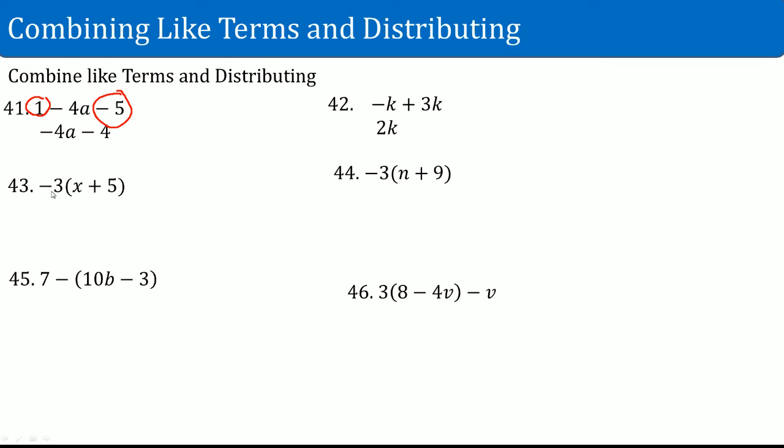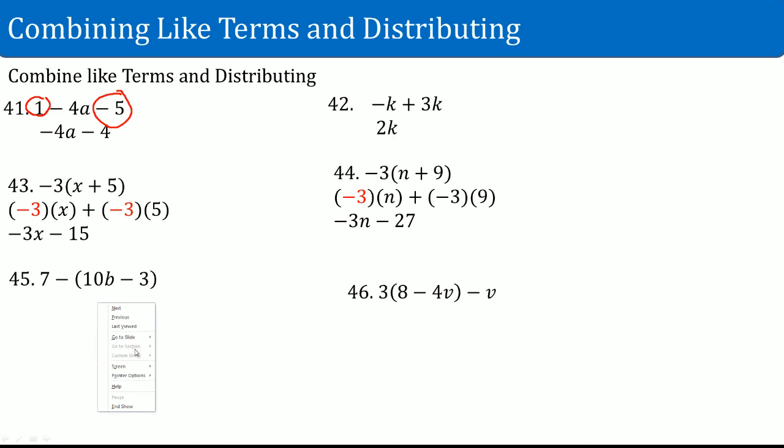Next one, -3 parentheses x plus 5. It is the -3 times x as well as the -3 times 5. This simplifies to -3x minus 15. My right hand side, -3 times n and -3 times 9. -3 times n is -3n and -3 times 9 is -27.